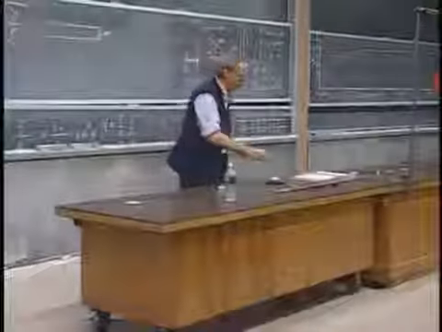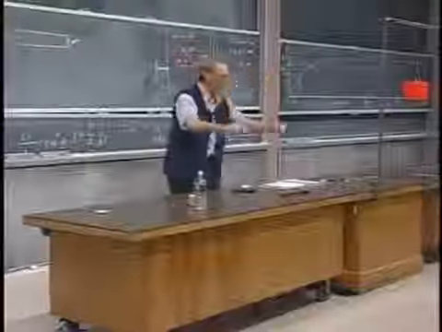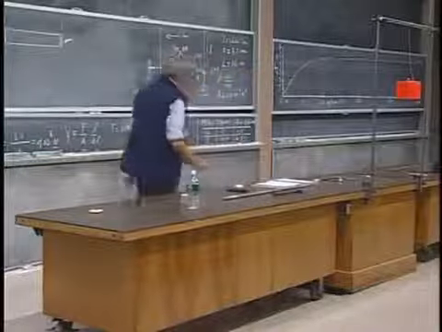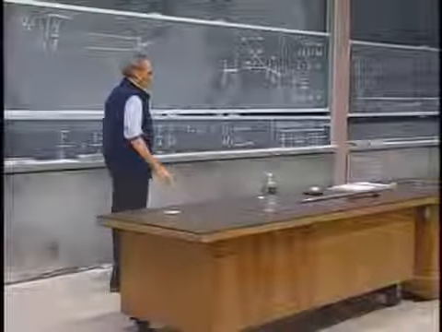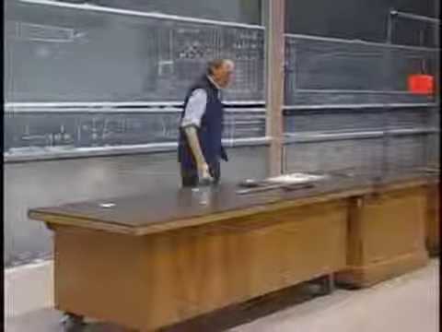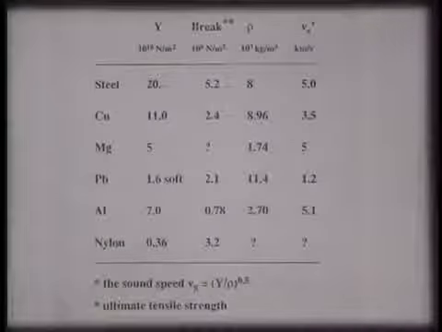I have here a magnesium bar, and the magnesium bar has a length L, and I can calculate the speed of sound for magnesium by taking its Young's modulus, which is there, divided by rho, which is there, and I come up with a speed of sound which is about 5 kilometers per second.